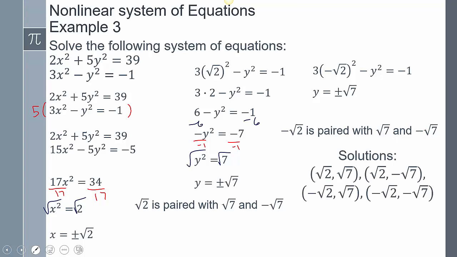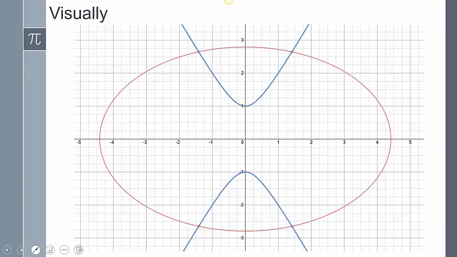And so my solution, I just have to write root 2 being paired with root 7, root 2 being paired with negative root 7, negative root 2 being paired with root 7, and negative root 2 being paired with negative root 7. And so there are my solutions. And so visually, this is where we're going to see it. This is about where negative root 2 is. This is where our positive root 2 is. And there's our positive root 7 and our negative root 7.